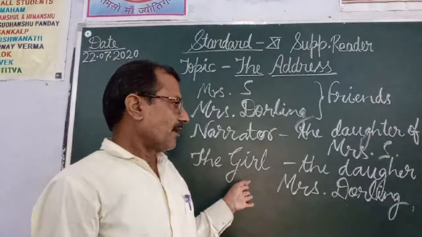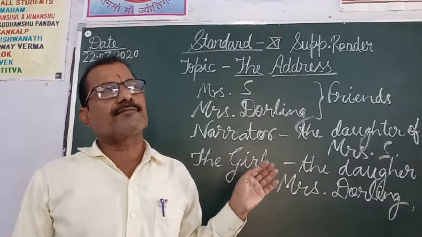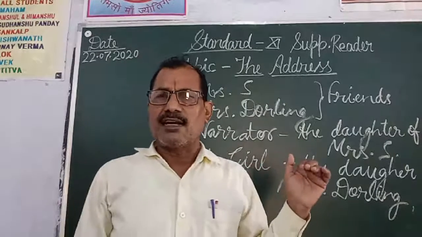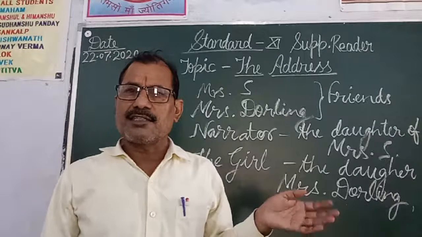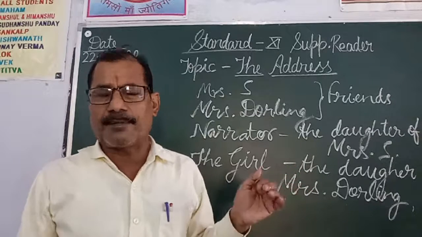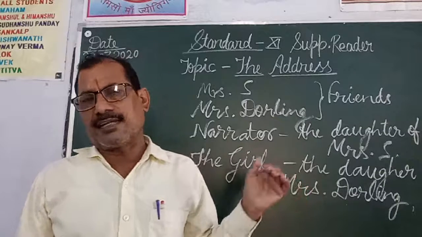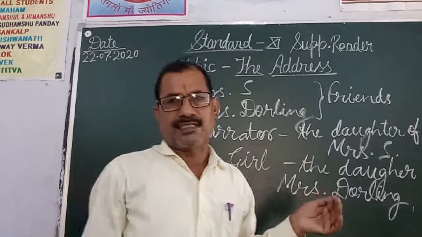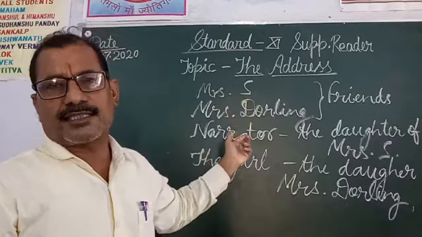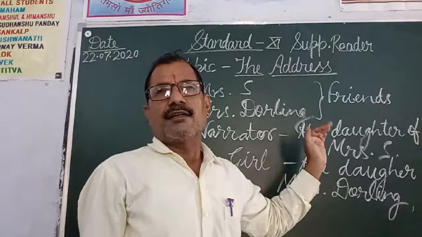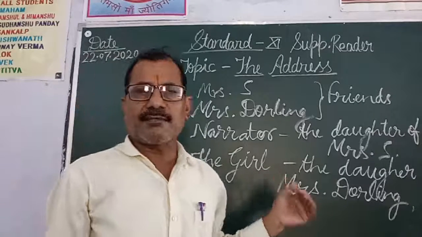But this was not liked by the narrator, because the narrator did not believe Mrs. Darling as much as her mother was believing her. But due to the fear of the mother, she could not speak anything. She could not stop her mother. And at the time of war, her mother died, and she left her home. She means here the narrator left her house. And she went to another city and she began to live there in a rented room. She was living there and she was missing her mother, her belongings.